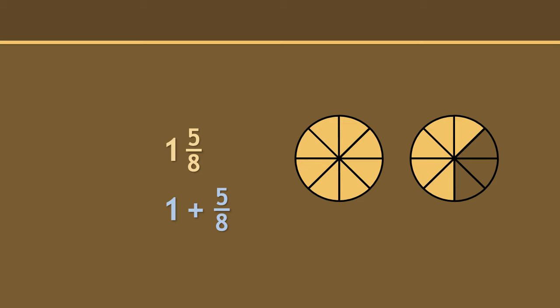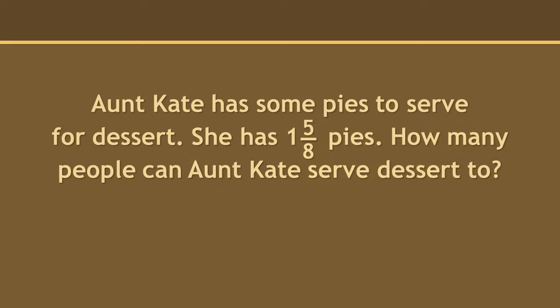Now on our second pizza, we see that there were 8 slices, but 3 people have come and taken a slice of pizza. And so now there's only 5 remaining. And so 5 out of the 8 pieces are left. So this is a picture of what 1 and 5/8 looks like.